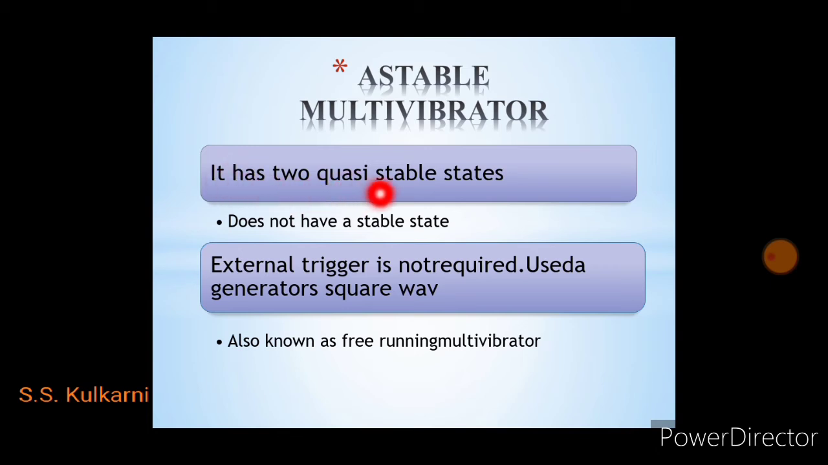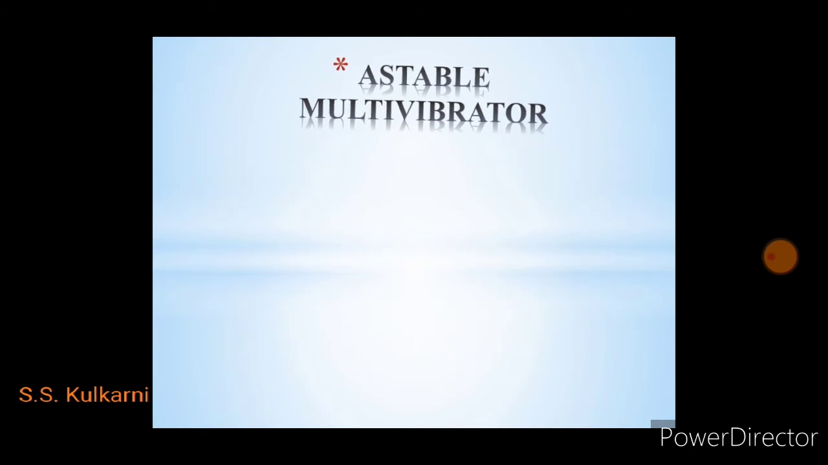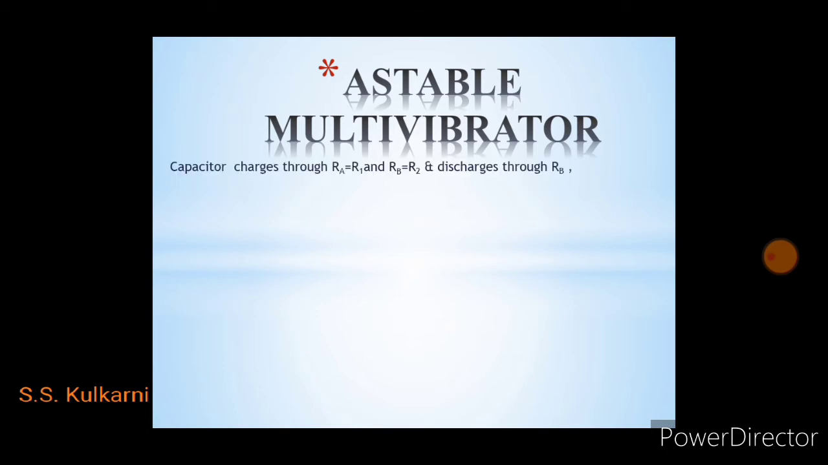It has two quasi-stable states. Astable multivibrator does not have a stable state. Astable multivibrator does not require external trigger. It generates a square waveform. It is also known as free running multivibrator. Now let us move towards the mathematical calculation of astable multivibrator.